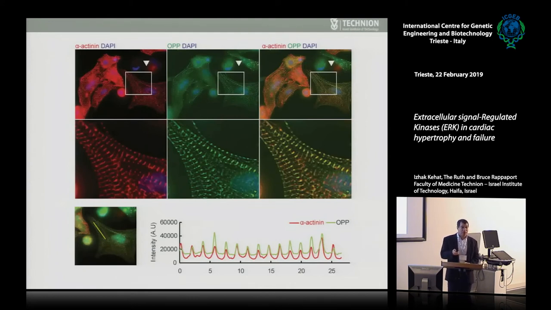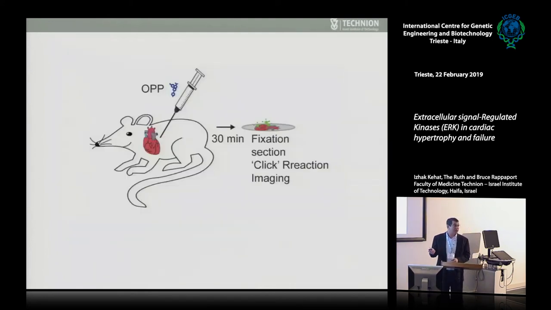But then we wanted to do this in vivo. So we wanted to inject this OPP to the left ventricular wall. And again, we performed similar experiments to the culture one in essence. We injected to the left ventricular wall. We waited 30 minutes. We harvested the heart, cryosectioned them, performed the labeling reaction, and imaged.